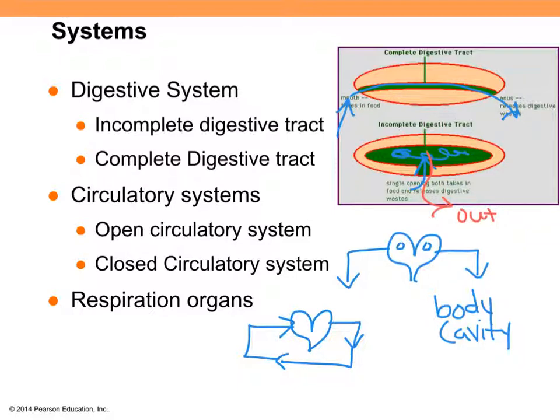And we're also going to see a variety of respiratory organs, things that allow or help with gas exchange. So in mammals, we see lungs. Birds also have lungs. Some organisms breathe through gills. Others use their skin for diffusion. So there's a wide variety of respiratory organs in the animal kingdom.